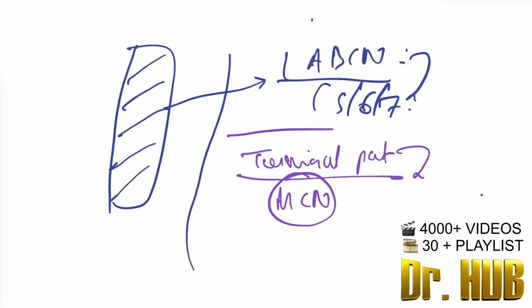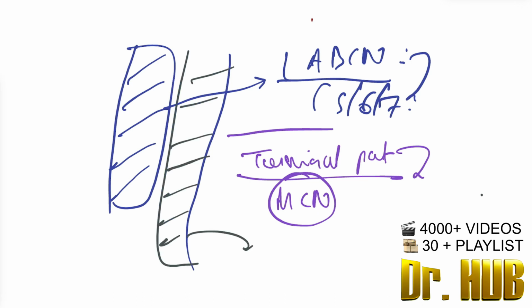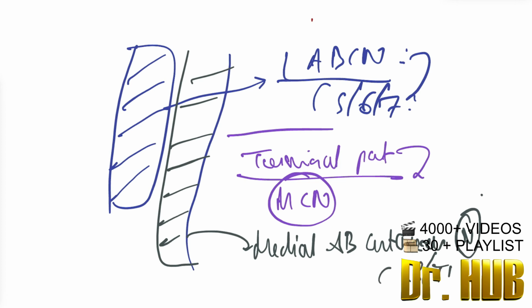And now let's look medially. Medially, it is the medial antebrachial cutaneous nerve. The root values here include C8 and T1. So this was about the forearm, the anterior aspect.